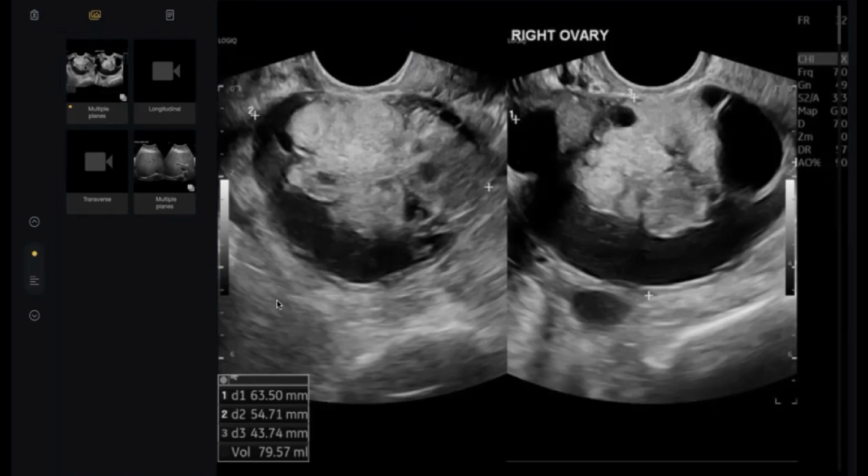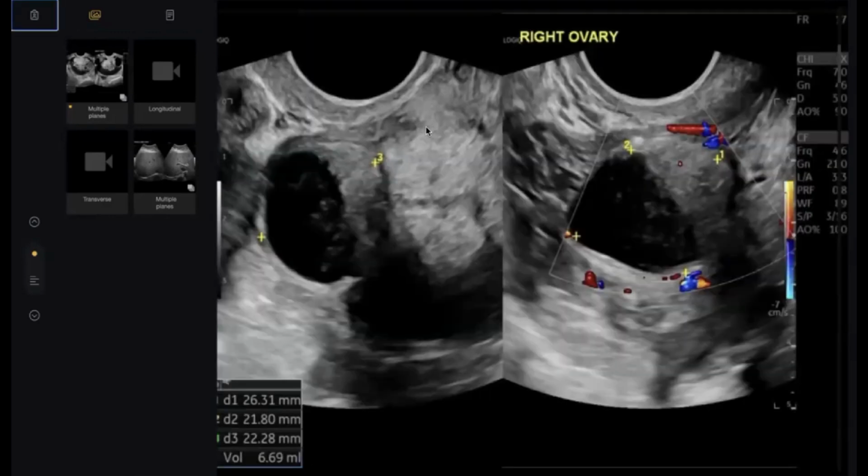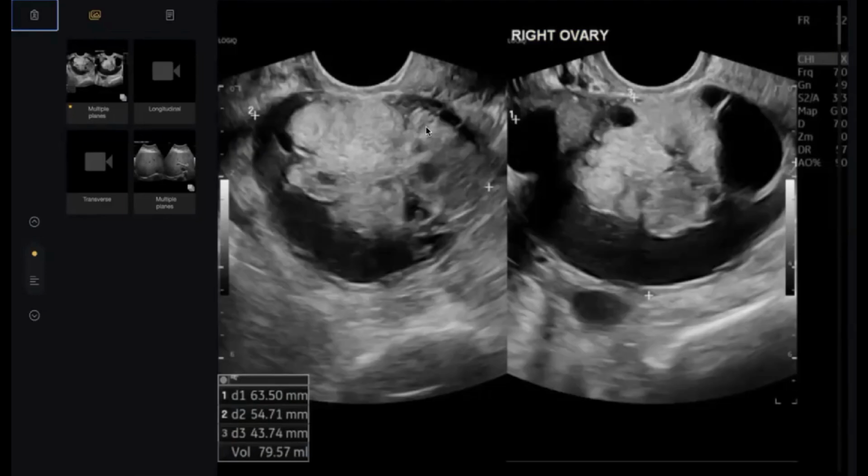So is it cystadenocarcinoma? Okay, how many types do we have? We have 2 types. What are the 2 types? Serous and mucinous. Okay. So your suspicion about this is cystadenocarcinoma. Why? Because it is originally cystic, but with a huge mass.